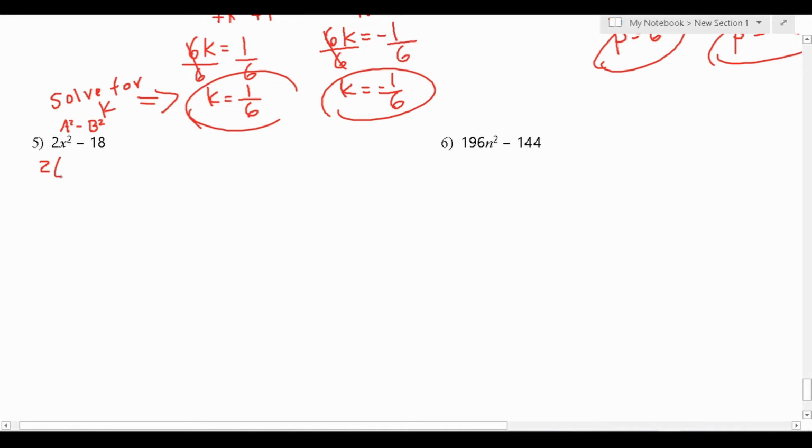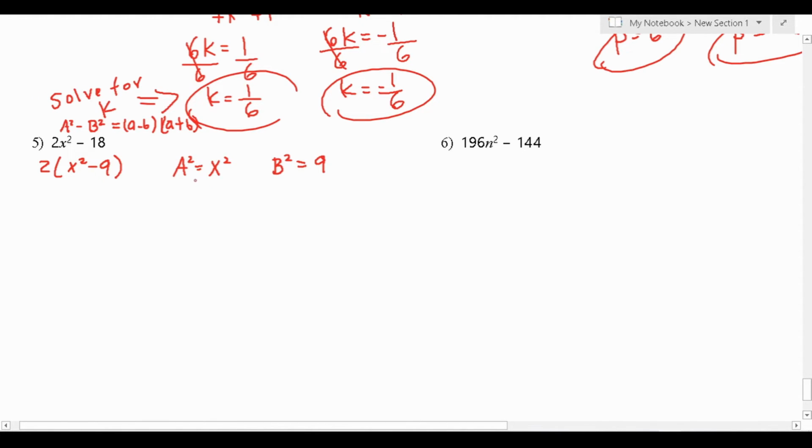If you factor out a 2, that leaves you with x squared minus 9. And now we do have the difference of 2 squares. Notably, we have a squared as just x squared, and we have b squared as 9. And again, the solution to the difference of squares is a minus b times a plus b.